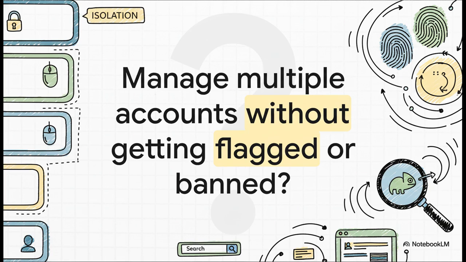Okay, so here's the question that keeps people in SEO, e-commerce, and digital ads up at night, right? How in the world do you manage dozens, maybe even hundreds of online accounts without everything getting linked, flagged, or worse, banned? I mean, it's a total minefield. One wrong move, one little cookie shared between accounts, and poof, it's all over.